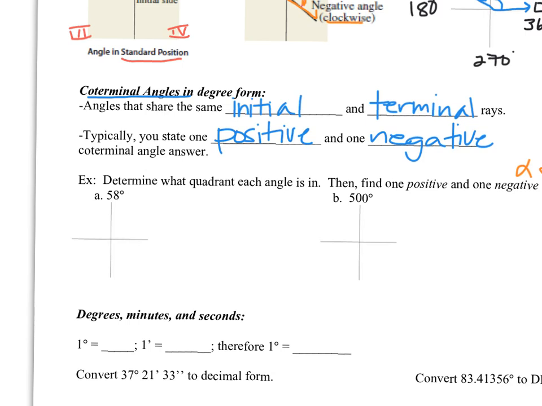The example says determine what quadrant each angle is in. Then find one positive and one negative coterminal angle. The first thing I'm going to do is just graph the initial angle of 58 degrees. That means my initial ray will be over here on the right at 0. Now 58 degrees is less than 90 degrees, so my angle should be somewhere up here in quadrant 1. I'm going to put my measure in this direction, and that's 58 degrees. Now, to come up with one positive and one negative coterminal angle, we have a little formula.